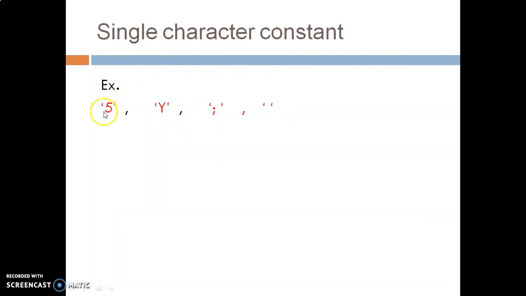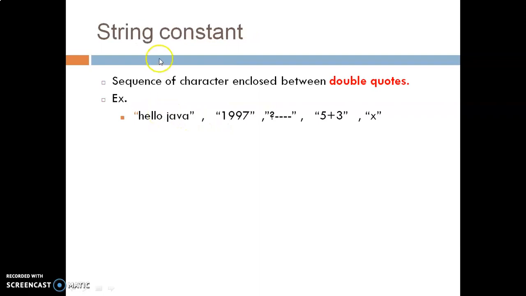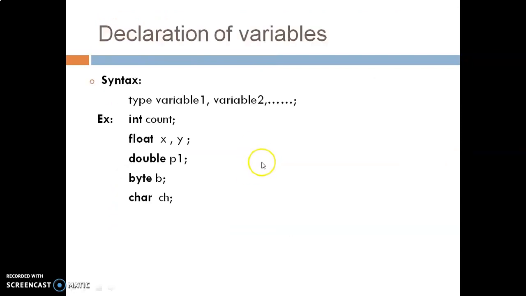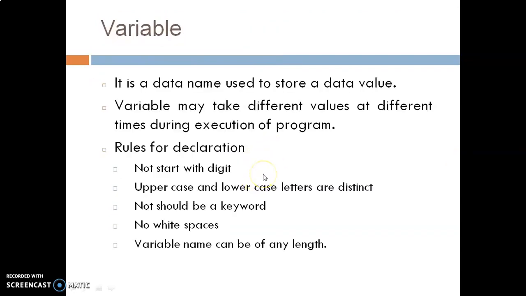Single character constant: you can represent a character constant in single quotes. Inside it can be a special character, or a numeric, or an alphabet. A string constant, you can see here, "hello Java" in double quotes. This number is also in double quotes. Anything in double quotes is a string constant. You will have to remember double quotes. Now backslash characters, or backslash character sequences. You can see this is the category of your escape sequences or backslash character sequences that we are using in our program.